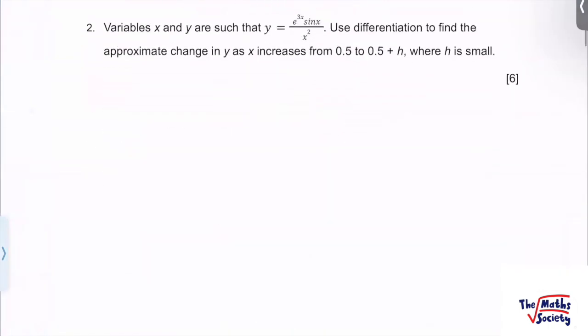And we'll move on to question 2, where it says that variables x and y are such that y is equal to e power 3x sine x divided by x squared. And use differentiation to find the approximate change in y as x increases from 0.5. So x is equal to 0.5 to 0.5 plus h, so that's x is equal to h, so we just want dy. Because it says find the approximate change in y.